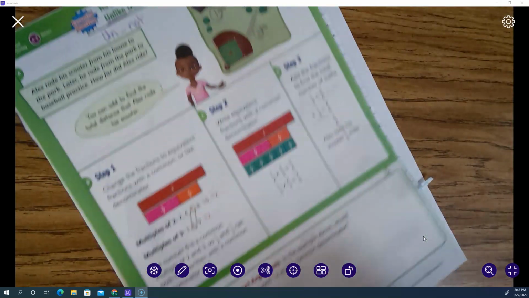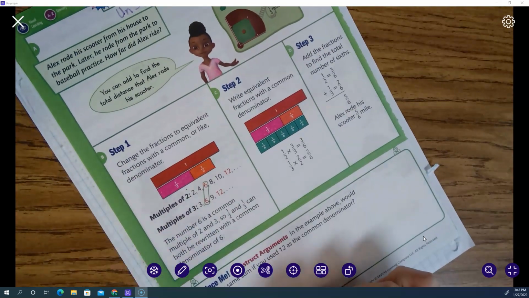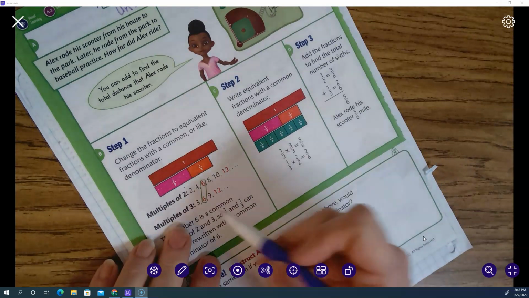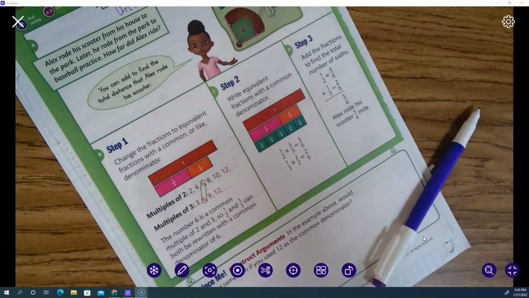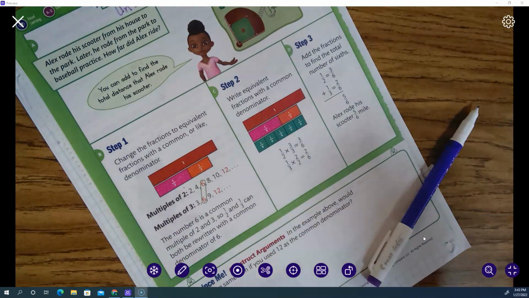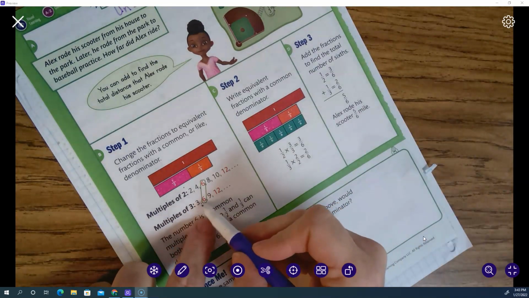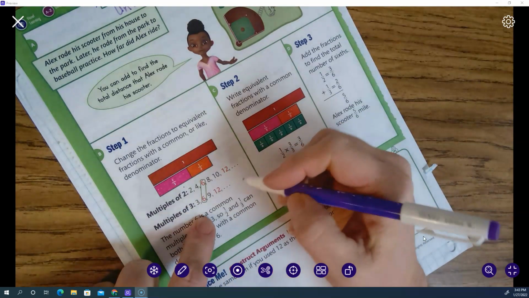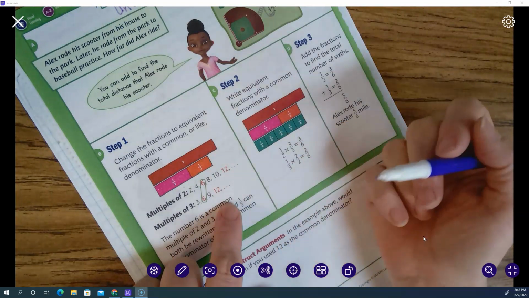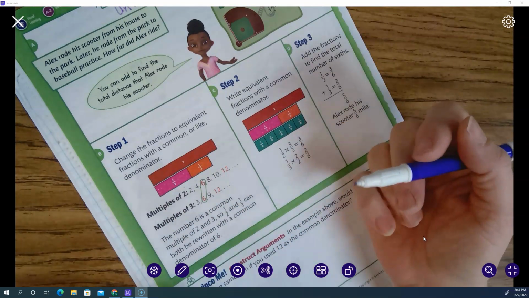So what they did was they said, okay, we're going to find all of the multiples of 2. And they wrote them down. 2, 4, 6, 8, 10, 12. You guys ought to be able to do it. It's counting by twos. No big deal. And then they found all the multiples of 3. 3, 6, 9, 12. And it could go on and on. Usually you don't have to go too far if the numbers are close together.